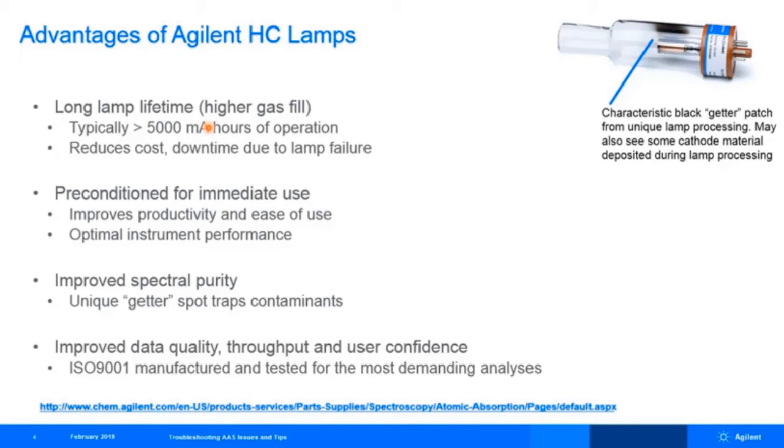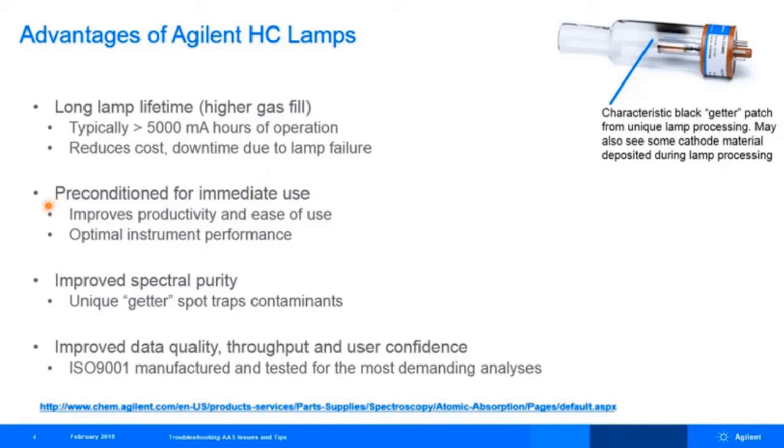And that's due again to the optimum gas fill within the lamp. So typical lifetime for Agilent lamps easily exceeds 5,000 milliamp hours of operation, which means that you can reduce your operating cost and you can also reduce your downtime due to lamp failure.